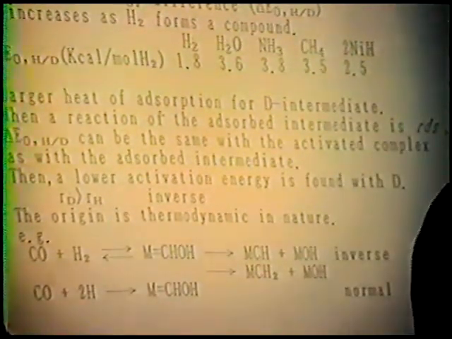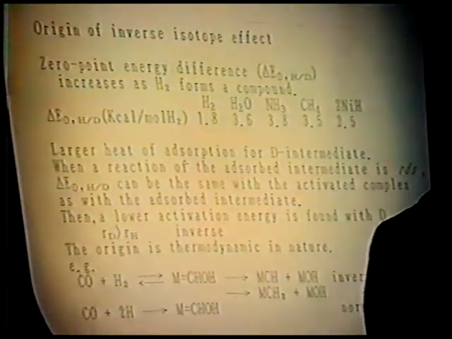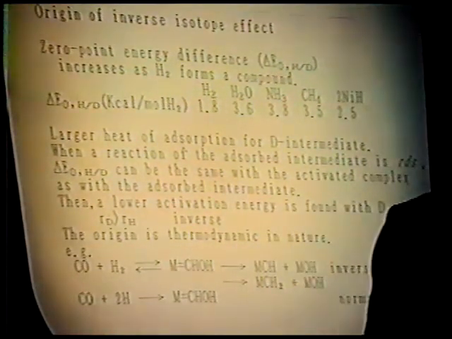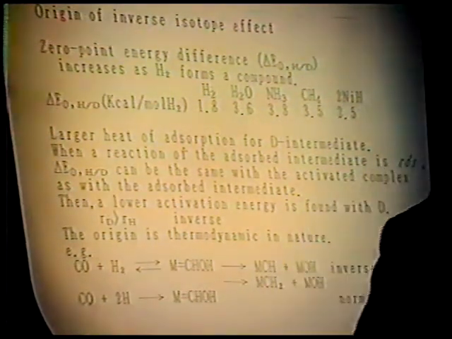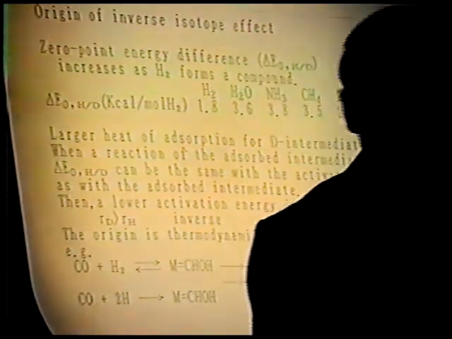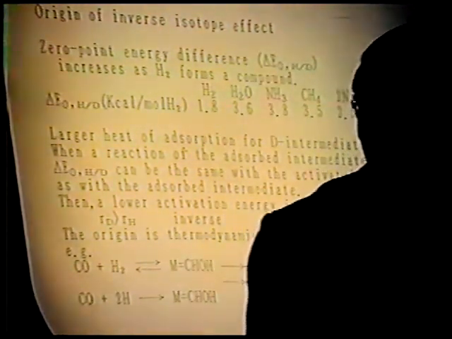So, if you form a compound, the zero-point energy difference is increased as you change from H2 to D2. The inverse isotope effect observed for ammonia synthesis or carbon monoxide hydrogenation is largely traced back to this zero-point energy difference. This gives rise to a larger heat of adsorption for the intermediate. When the reaction of the adsorbed intermediate is the rate determining step, the zero-point energy difference can be the same with the activated complex as with the adsorbed intermediate.